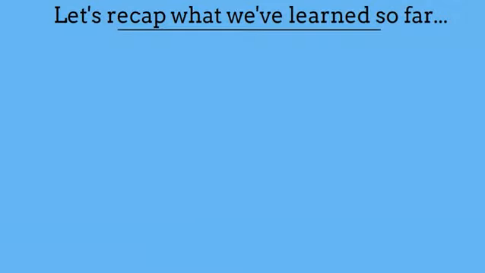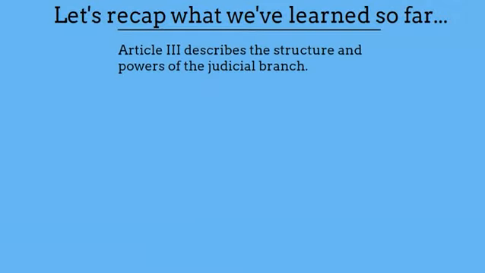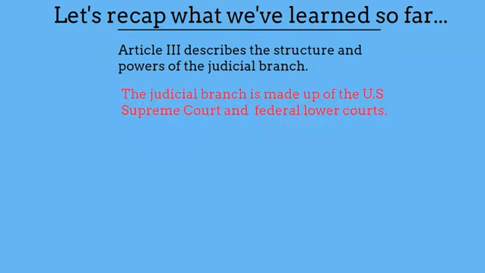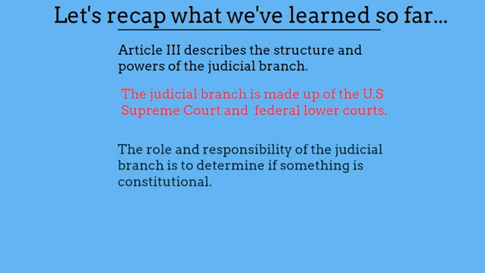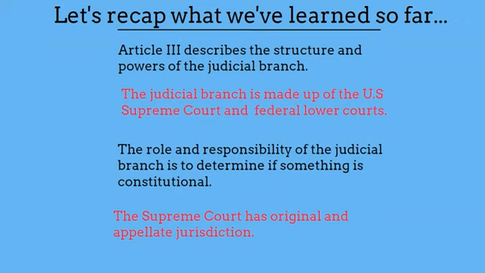Let's recap what we've learned so far. Article 3 describes the structure and powers of the judicial branch. This branch is made up of the U.S. Supreme Court and federal lower courts. The role and responsibility of the judicial branch is to determine if something is constitutional, and the Supreme Court has both original and appellate jurisdiction.